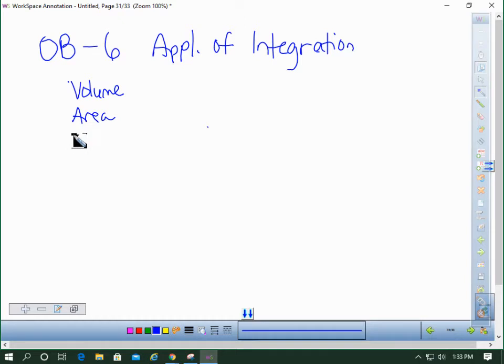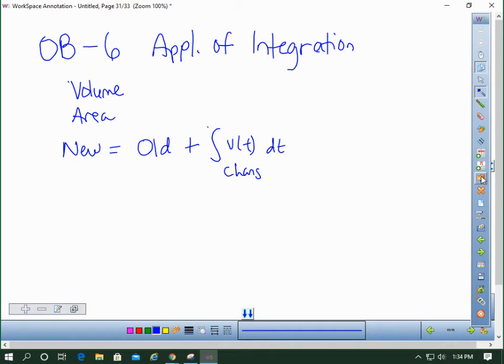I've already talked about where your new position equals your old position plus the integral of change. So whatever movement you've done, this is plus the change in your movement. So we've already done some applications of integration.